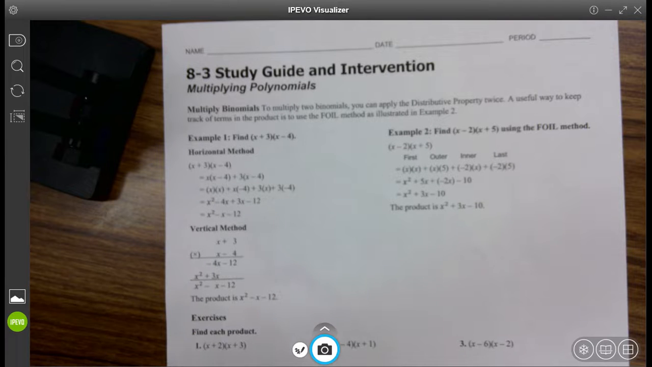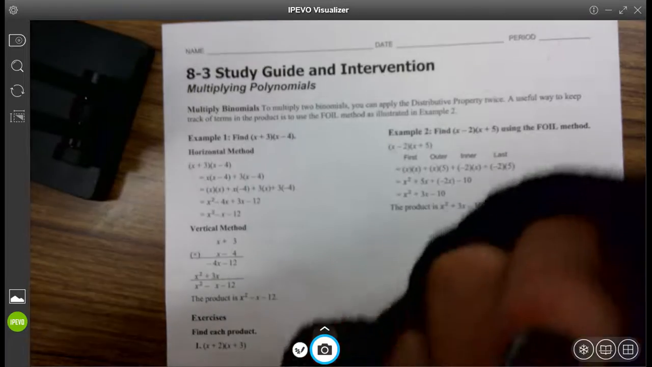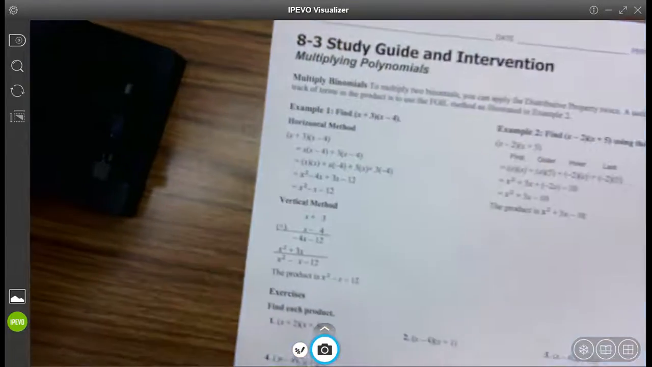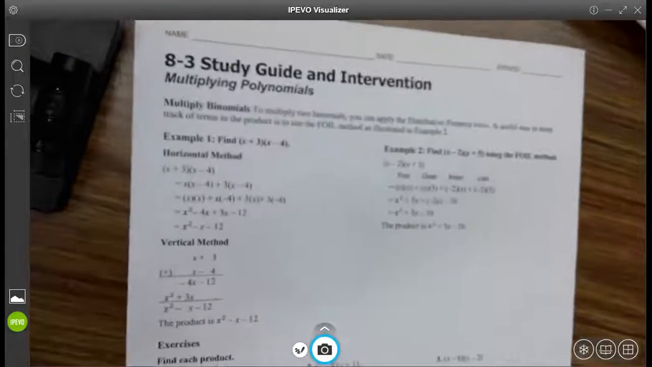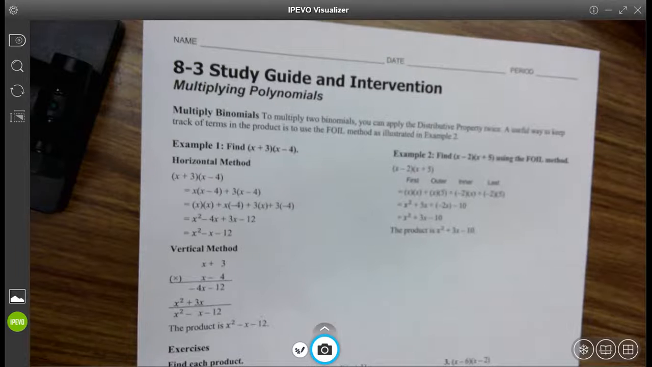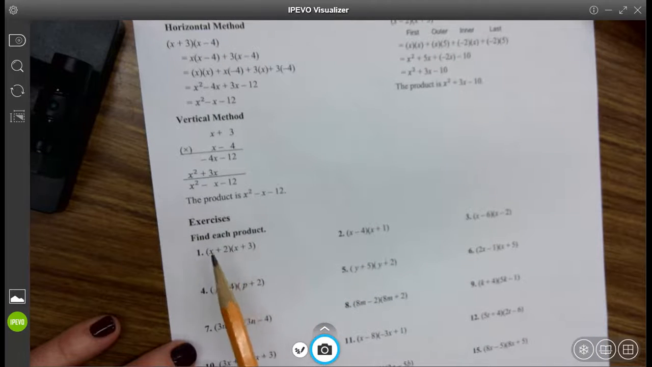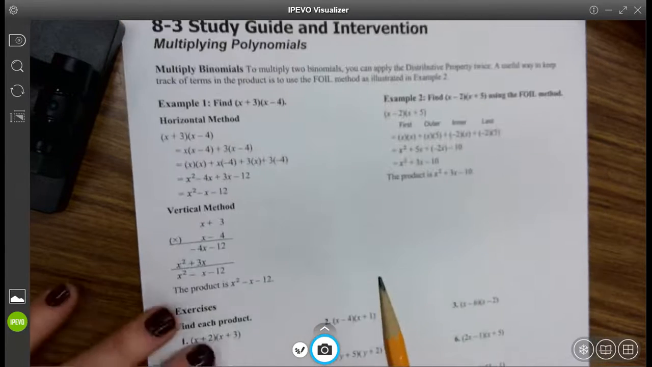We are in the third section of Chapter 8. It is multiplying polynomials. Let's adjust this camera. Okay. So we're pretty much going to do what we did last section. We're just distributing. Here, though, we have a binomial, two terms, multiplied by a binomial.